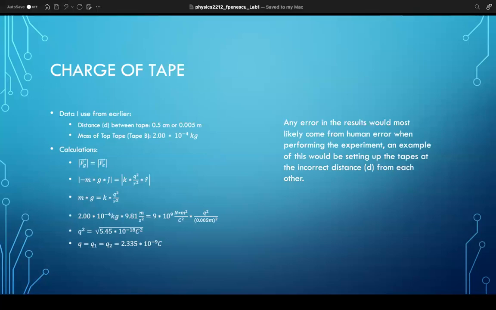Here's the calculations for the charge of the tape. As you can see, I used the data for distance and mass of the top tape from earlier. In the calculations, I set the two forces equal to each other. From there, I plugged in values and found a charge for the top tape and the bottom tape that are equal to each other. This charge is 2.335 times 10 to the negative ninth coulombs. Any error in the results would most likely come from human error when performing the experiment. An example of this would be setting up the tapes at the incorrect distance from each other.